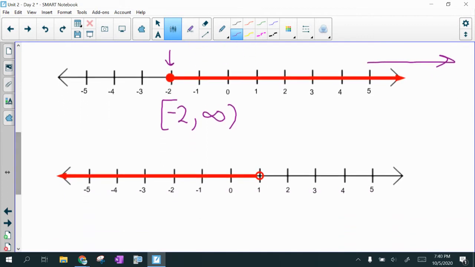I'm going to let you guys copy this down. You could pause this video for a second if you need to. How would you write this? The reason I'm going to do this one is most people would say it's going up to 1. And where is it going from? Well, it's going from negative infinity to 1.